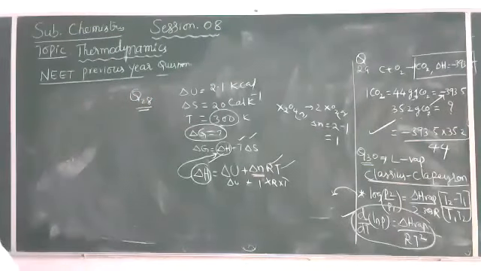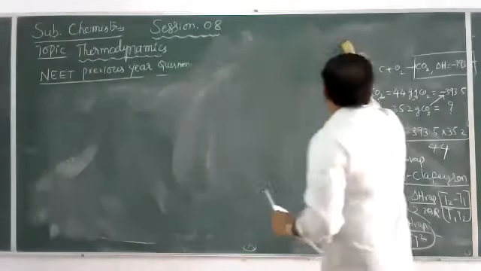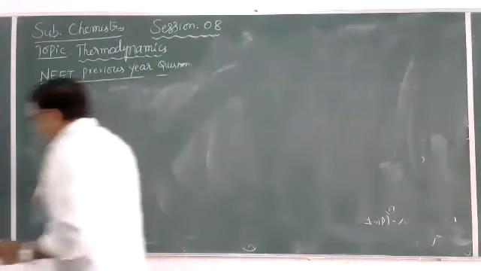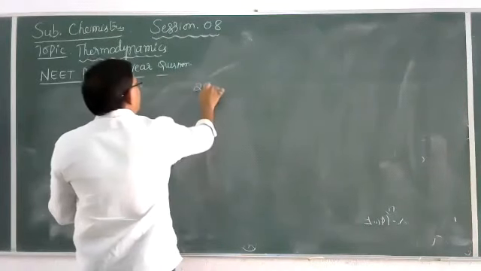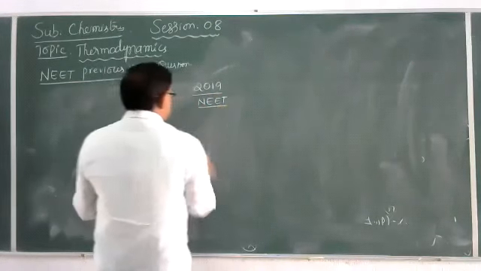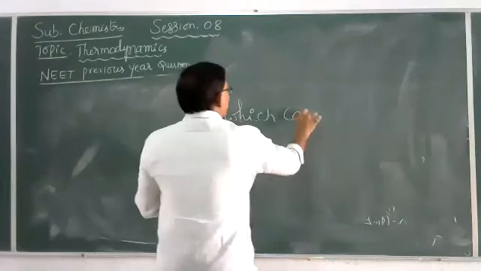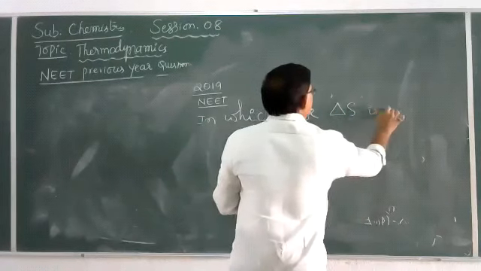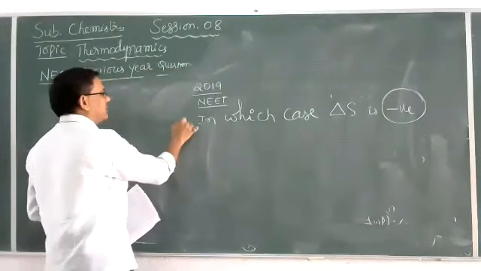That last question is 2019 only. In our material it is not typed, one question missed. Please note down that last question. That is a 2019 NEET question only from thermodynamics: in which case is the change in entropy delta S negative? Other question, note down in our material.